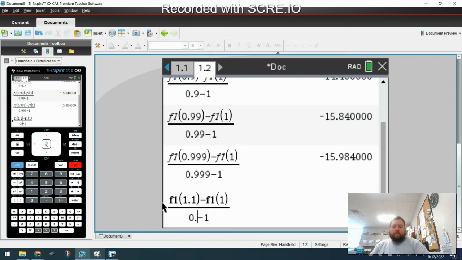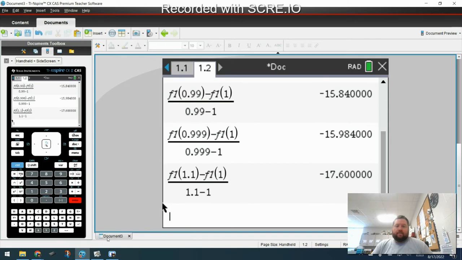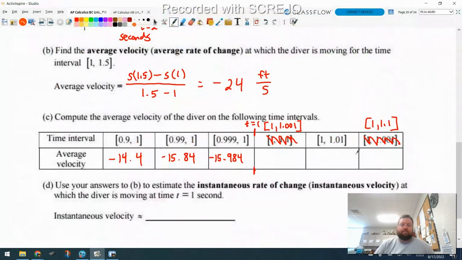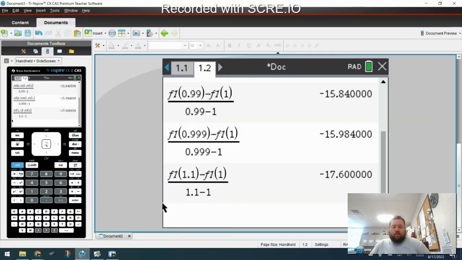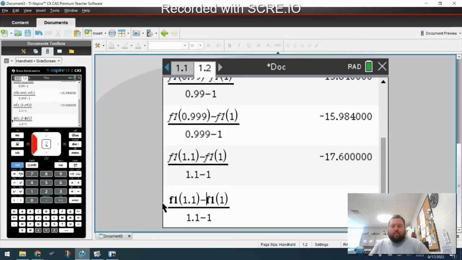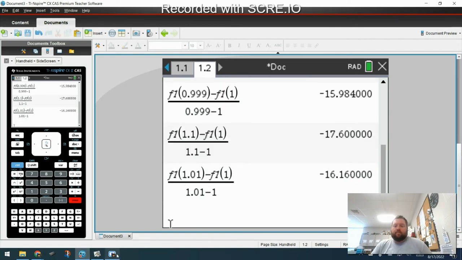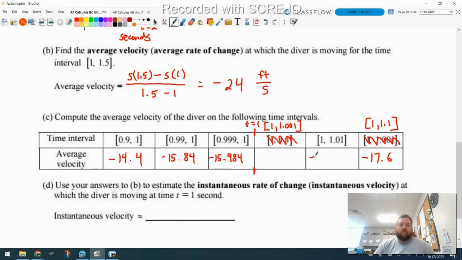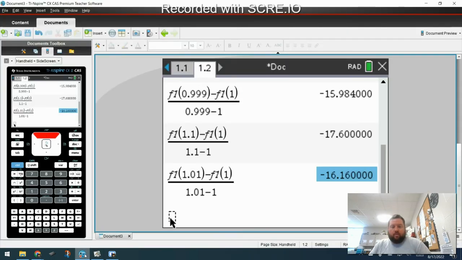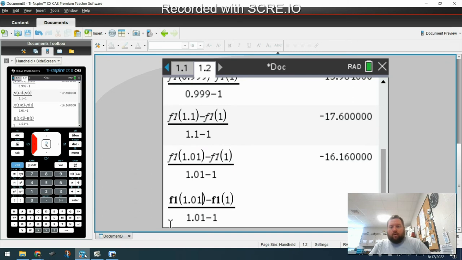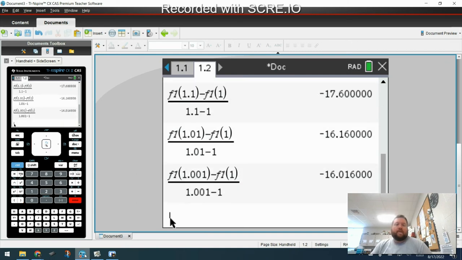Same thing down here, negative 17.6, and then 1.01, negative 16.16, and one more time, one more zero in there. Negative 16.016.